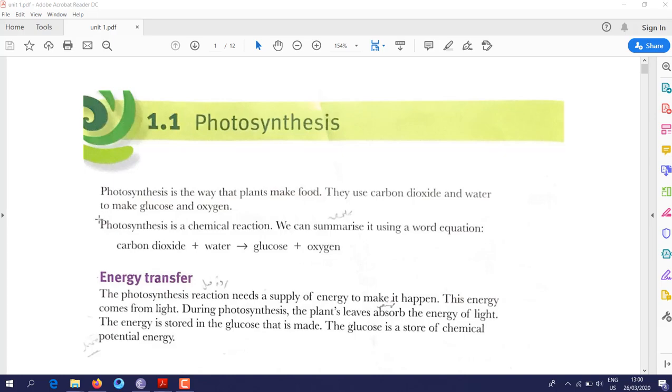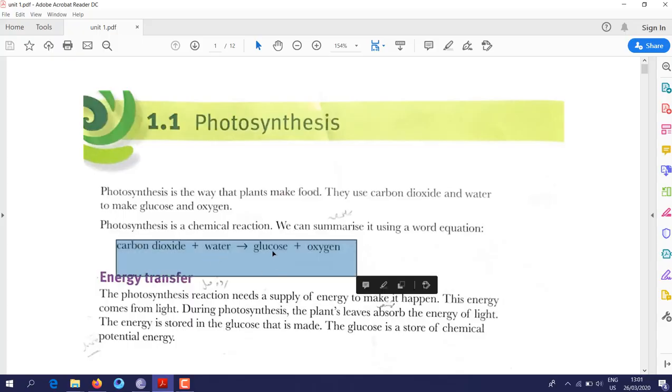One more thing about photosynthesis, it's the formula. The formula of photosynthesis. As we know, for this process to take place, it needs some substances. For example, firstly, it needs carbon dioxide. Plants get their carbon dioxide from the atmosphere, from the air, and it also needs water. Plants can absorb water from soil through roots.